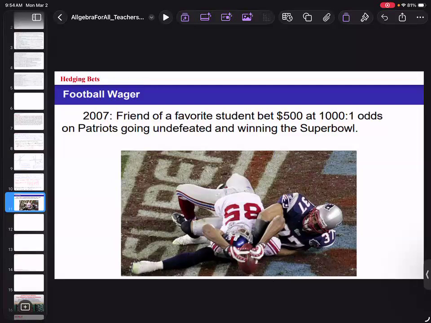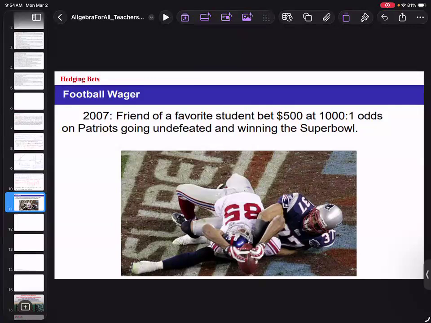$500,000. In the third quarter, with the Patriots up, he is contacted and told, "We'd like to buy the bet back from you right now. We'll give you $175,000 right now." And his response was 2 words: "Go Pats!" And he ended up with nothing.